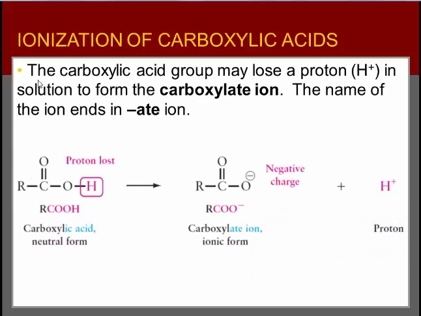An interesting thing about carboxylic acids is that they might lose a proton, H+, in solution to form a carboxylate ion. And the name of the ion ends in "-ate ion." So first off, why is this called a proton? Well, this is an ionized hydrogen atom.